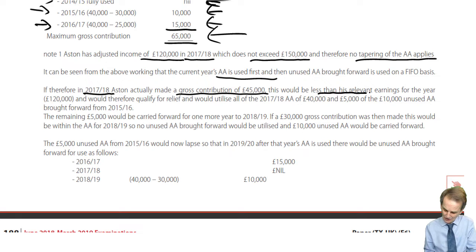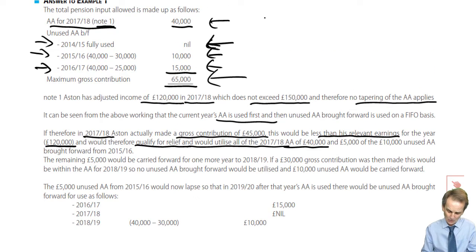This would be less than his relevant earnings, so that's the first test in terms of allowability for tax relief. You can't go above your relevant earnings. Well, we know that the relevant earnings for the year are £120,000, so £45,000 as a gross contribution is well within that limit. So that therefore would qualify for relief and would utilise all of the 1718 AA of £40,000. So we'd use up all of that £40,000 there. So that would go.